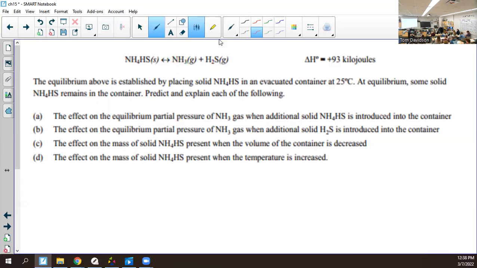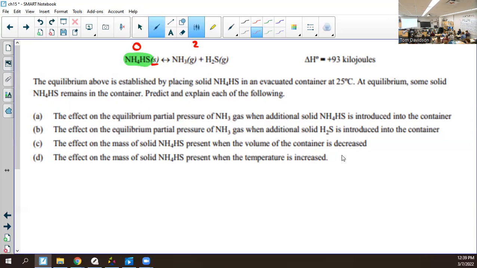Now, we want to know the effect on NH4HS when the volume of the container is decreased. All right, how many moles of gas are there over here? 0. It was solid. It won't matter because you would have put a 1 anyway. This is a 2, right? Right, so it would have been the same even though you made that mistake. But be careful when it's a solid.